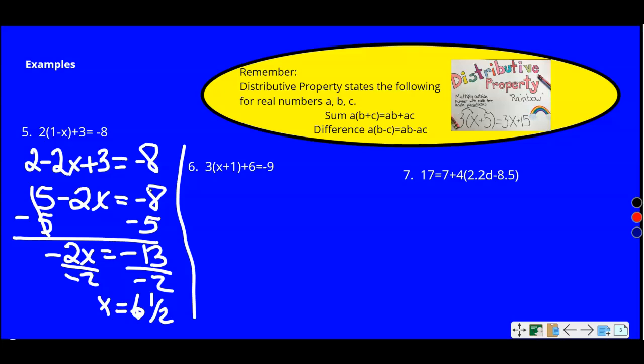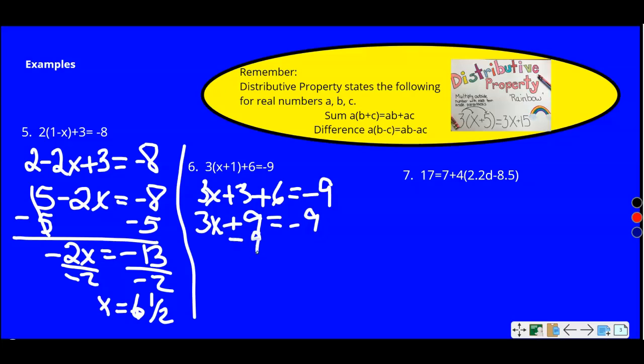All right, the next one says 3 times x. It's just 3x. 3 times 1 is 3. Plus 6 equals negative 9. All right, we're going to combine like terms, so bring down our 3x. Positive 3 and positive 6, 3 and 6 make 9, equals negative 9. I've got a plus 9. Inverse operation is negative, so I'm going to subtract 9 from both sides.